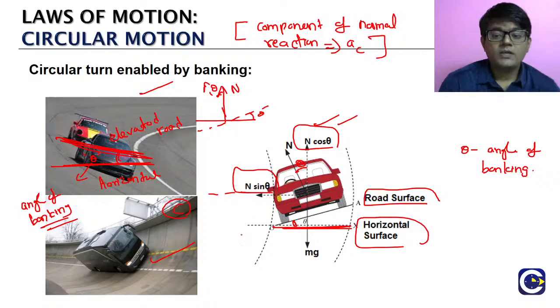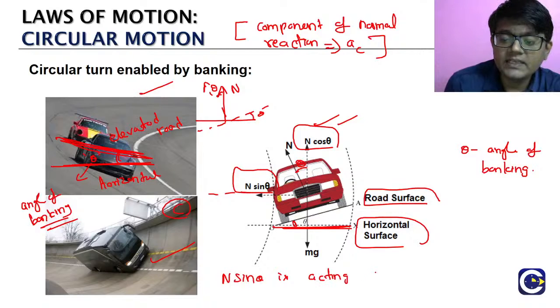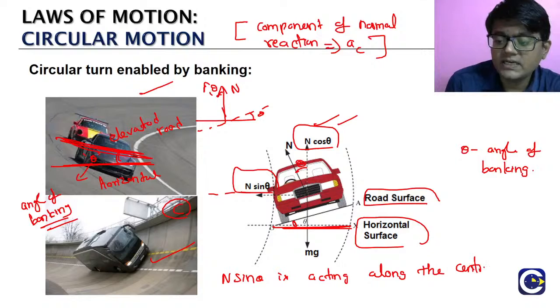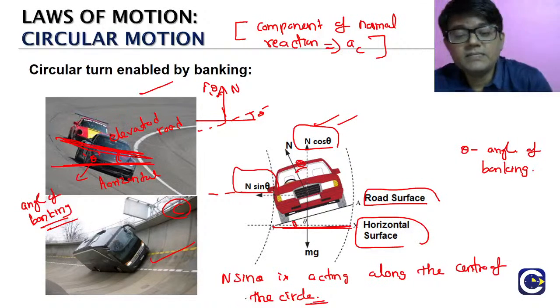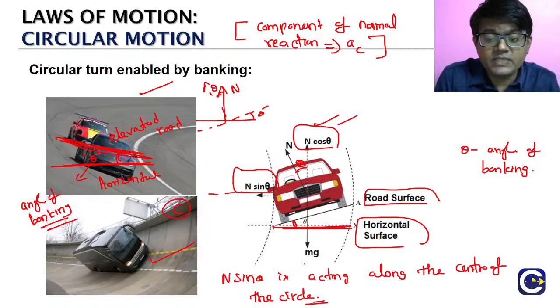N sin theta is acting along the center of the circle. This means it is going to support that centripetal acceleration.